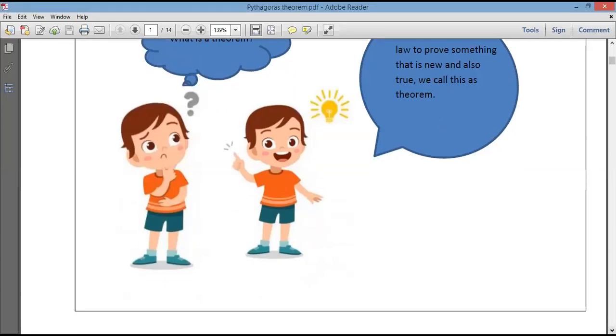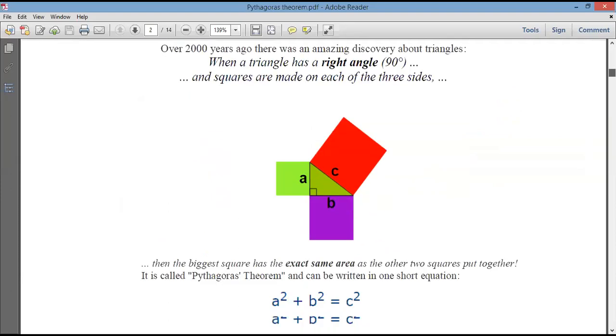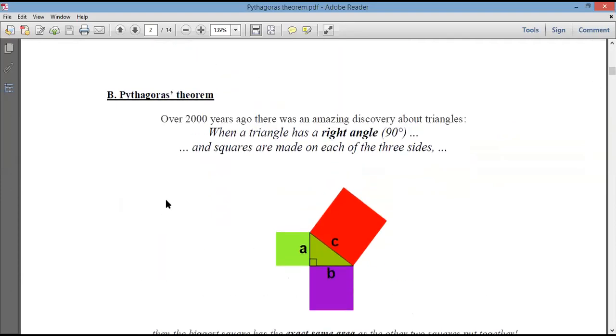So we go to the important part, which is Pythagoras theorem. What is Pythagoras theorem about? Actually, it's about a right angle triangle. A right angle triangle means one of the angles is 90 degrees. So this one is a right angle triangle. Over 2000 years ago, they discovered something amazing about triangles.